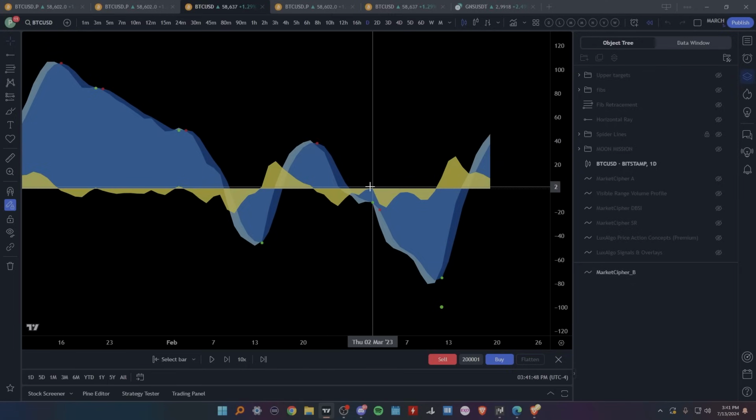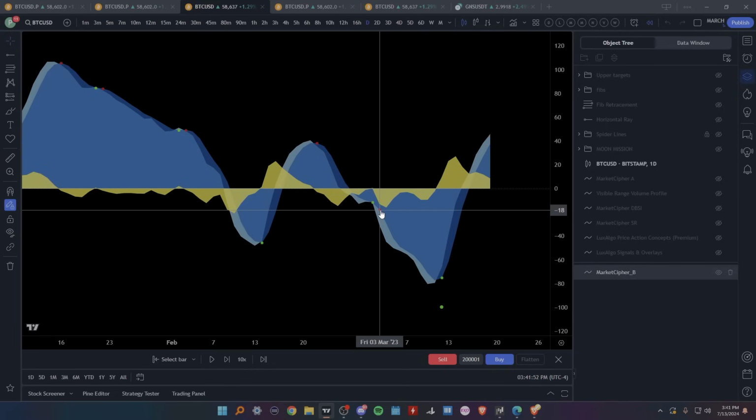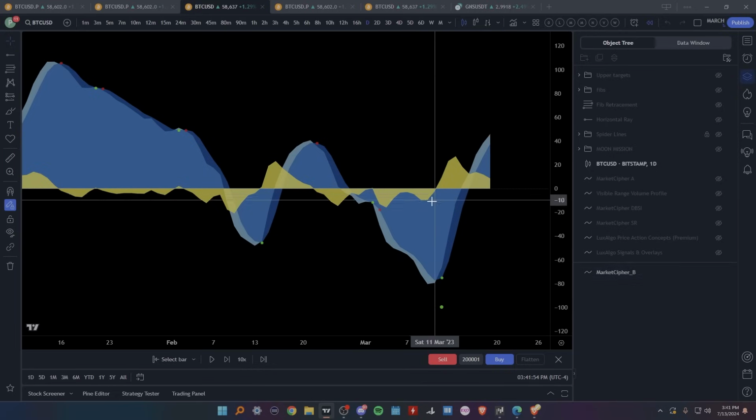Same thing right here. VWAP crosses the 0 line, and we get that green dot to print, and then it immediately crosses back over into the red to print a red dot. And then right here, VWAP crosses over the 0 line, we get another green dot.